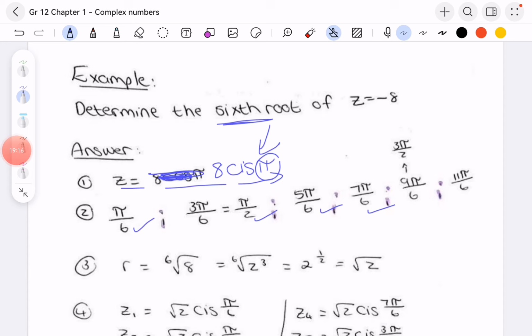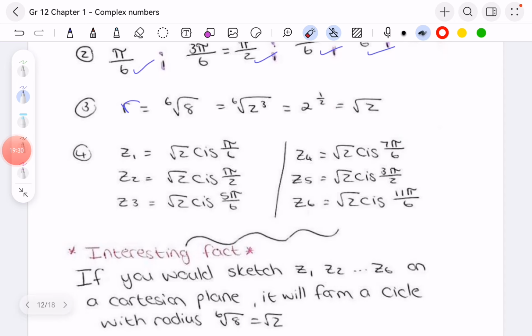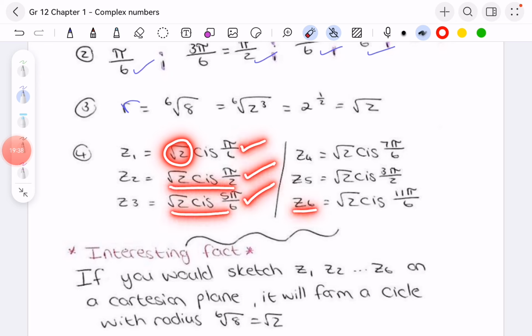Also, I need the R value. How do I do that? I'm going to take the sixth root of whatever R is at the moment. R at the moment is 8. The sixth root of 8 is just square root 2. And I can put in all my answers. So I have R cis of my first angle, R cis of my second angle, R cis of my third angle, all the way up to my sixth angle.